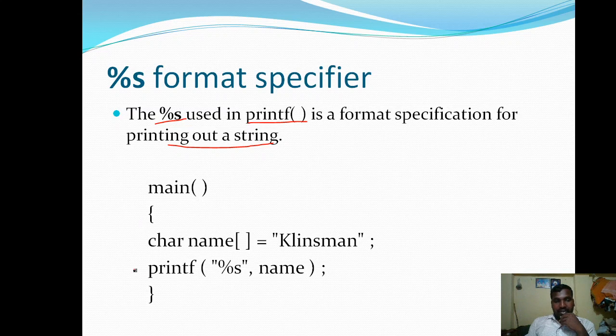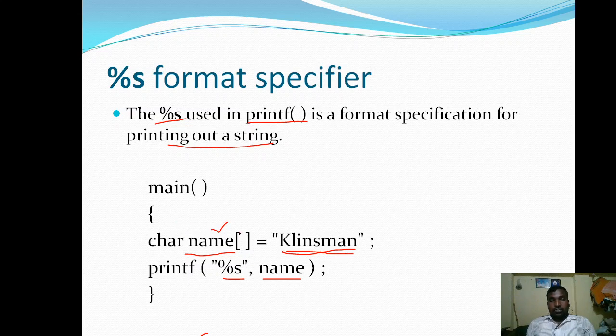Here, inside the main function, I am declaring a name array of character type, with Klinsmann as the characters. I am not specifying the backslash-zero null character, so by default it is appended by the C compiler. Here I am using the percentage s specifier, and name is the actual name of our array, so that it is going to print the entire string, and Klinsmann is the output for this program.